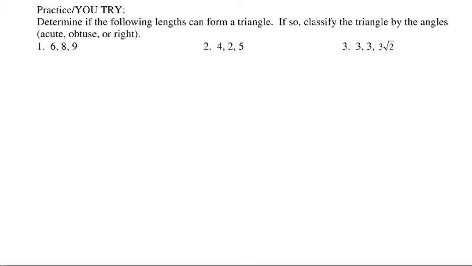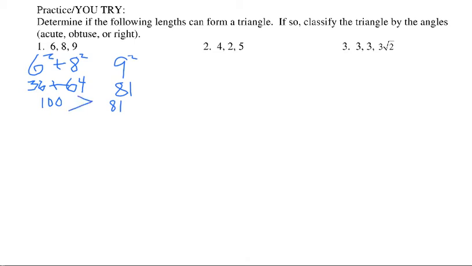Next, I want to compare that to the third side squared, so that would be 9 squared, which is 81. So I can see that my a squared plus b squared is greater than the c squared, or to flip that around, I know that c squared is less than my a squared plus b squared. Because c squared is less than, that is making it an acute triangle.